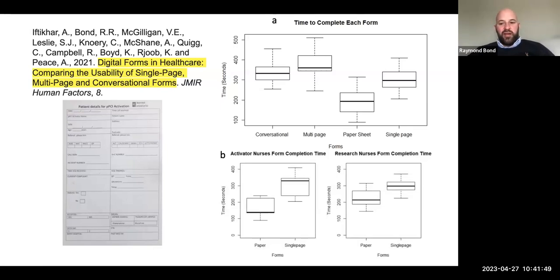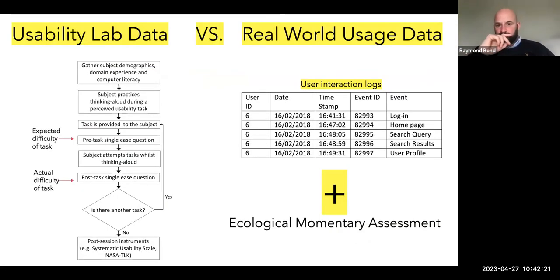But we tested the usability of these different types of digital forms, and we found that people are obviously more efficient with the paper sheet, but that's probably due, or could be due to the fact that they're well trained and familiar with that method. But after that, we find that people were much more efficient with the single page form than the multi-page form, or indeed the chatbot based form. And so we've done usability testing of different types of digital forms.